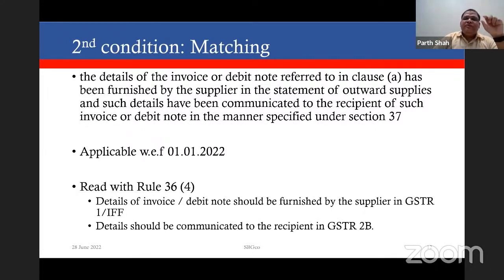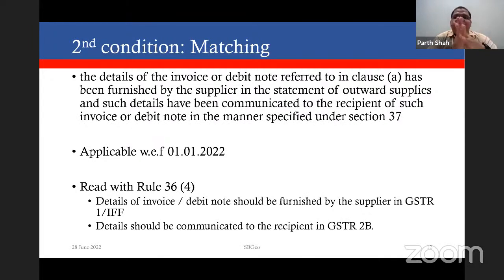Okay, this also means that till December 21, we had a buffer of 5%, to the effect that if 100 rupees was appearing in my GSTR 2A, I could claim 105 rupees as ITC. That buffer has gone. Please note that. Rule 36(4), which gave a 20% or 10% or 5% buffer, is no longer applicable.